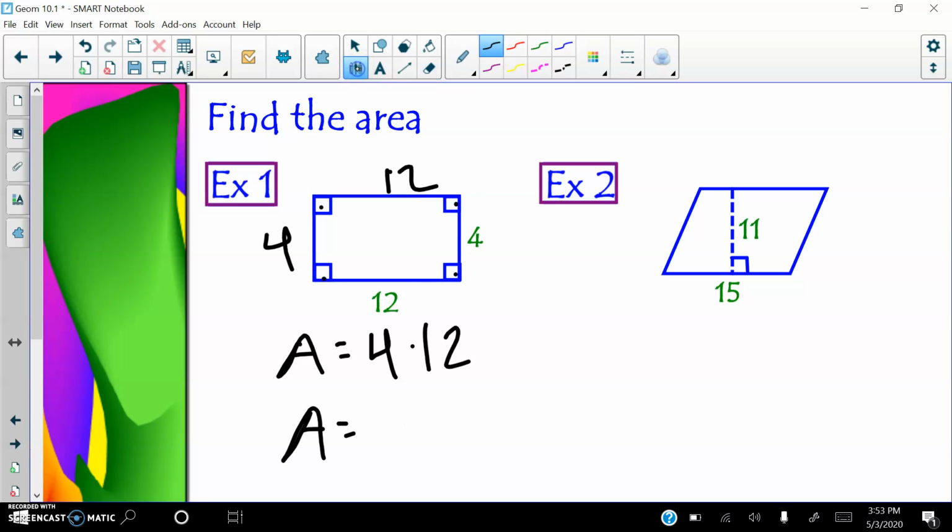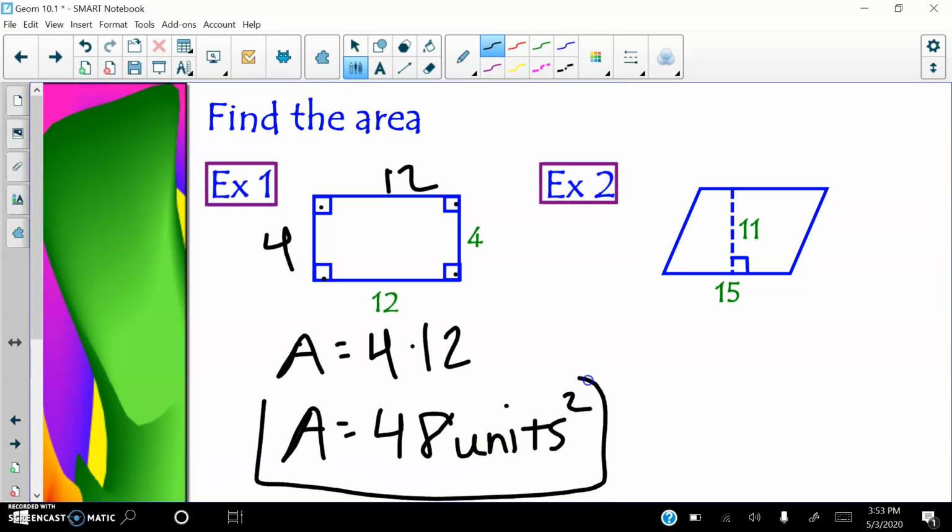Let me rewrite that. 48. There we go. And if I give you units, then the units are squared. So units squared. If I don't give you units, don't worry about writing that. But if I do give you units, I expect that the units are squared.